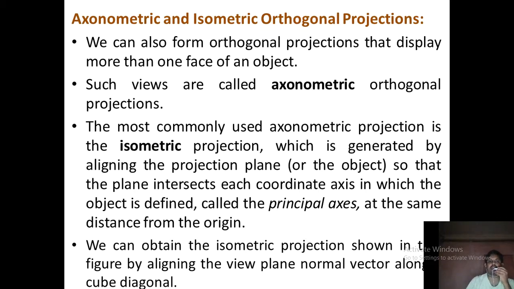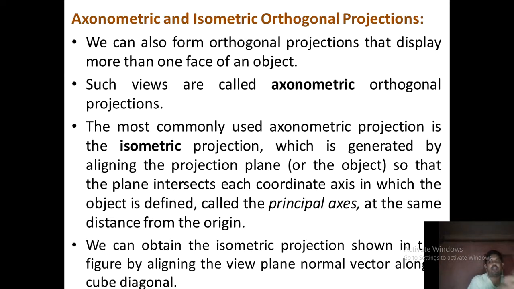Then how to construct this? The most commonly used axonometric projection is the isometric projection, which is generated by aligning the projection plane, or the object, so that the plane intersects each coordinate axis in which the object is defined, called the principal axes, at the same distance from the origin.